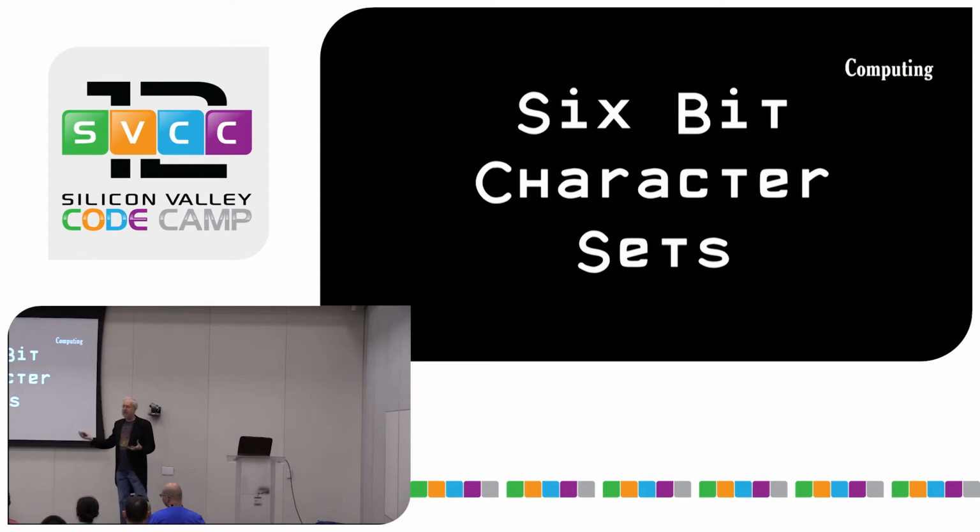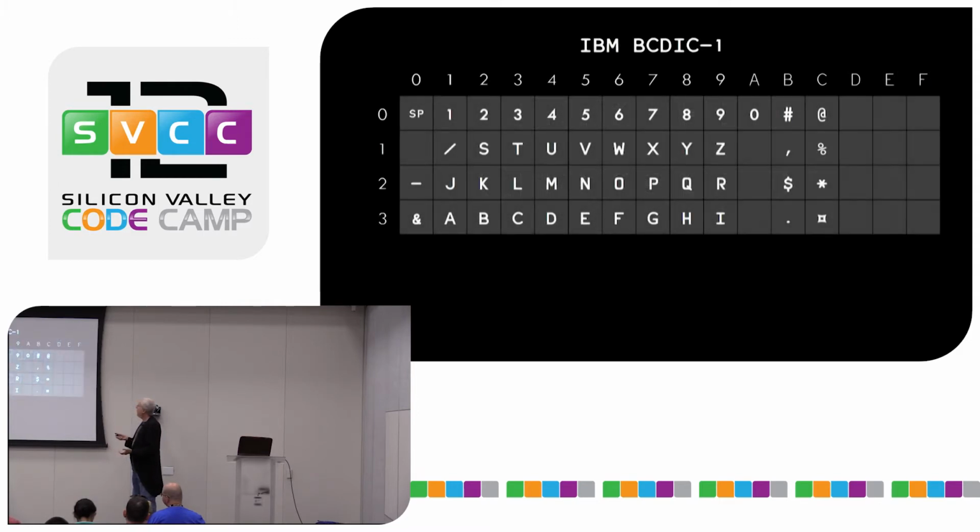Then computers start to happen. At the end of World War II, suddenly we start to see lots of computers, and most of the computers are being built with 6-bit character sets. 6 bits gets you 64 characters, ideally, and that seemed to be enough. One of the first of those was something from IBM. They called it BCDIC, and this is the first version of it.